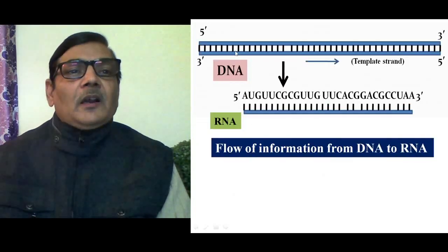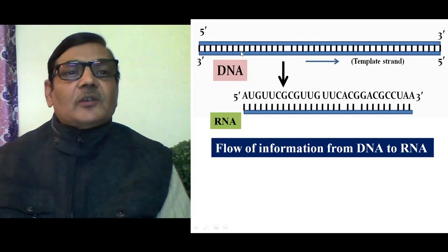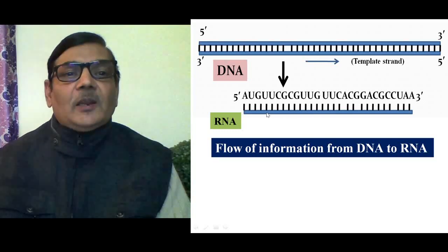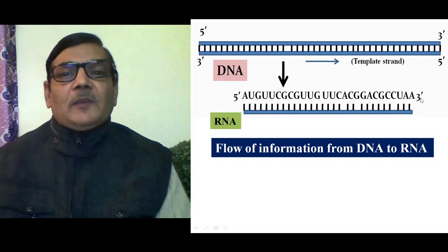Now in this diagram you can see the double-stranded DNA structure, and the two strands are actually complementary copies of each other. One strand is in 5' to 3' direction and the other one is in 3' to 5' direction. One of the strands will be used as the template strand to synthesize the RNA molecule. So in this lower strand you can see this one is RNA represented as 5' to 3'.